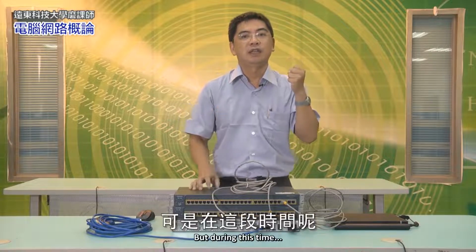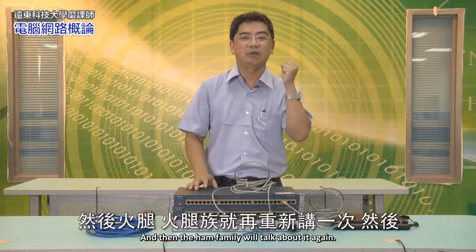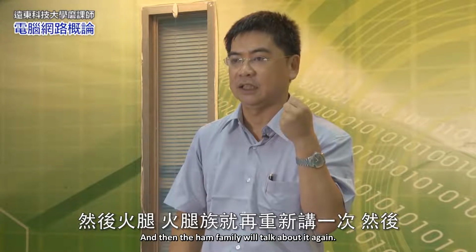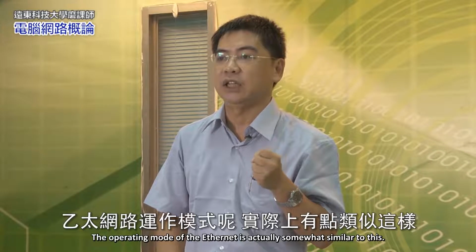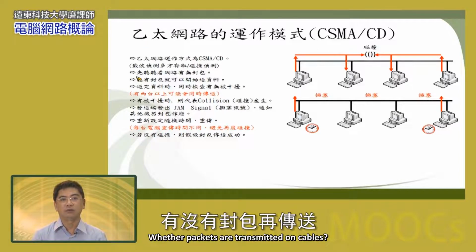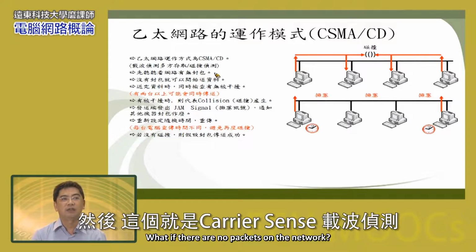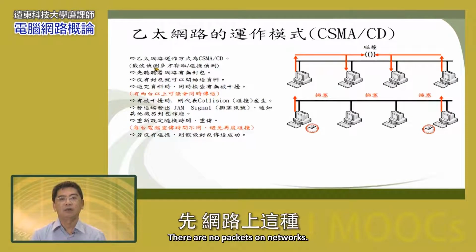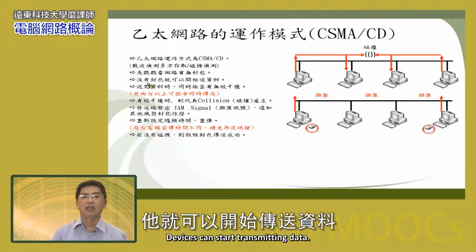But during this time, it's likely there will be interference, isn't it? Then the ham operators will talk again. The operating mode of Ethernet is somewhat similar to this. It listens first to whether packets are being transmitted on the cable. What if there are no packets on the network? This is carrier sense. If there are no packets on the network, devices can start transmitting data.